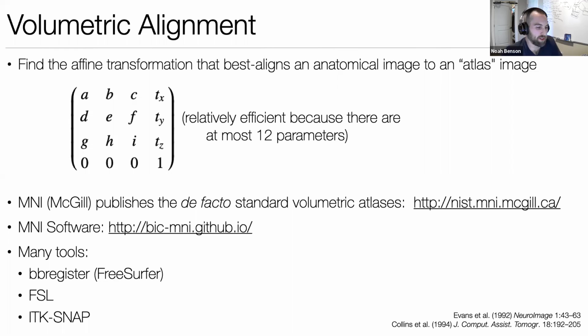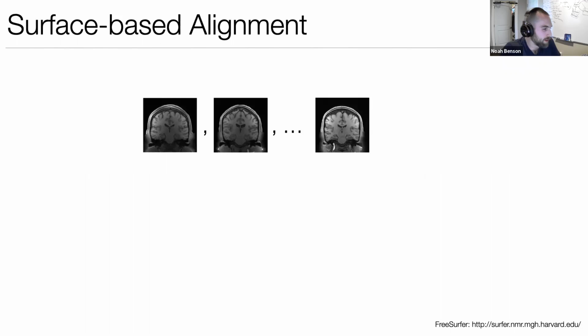There are many tools for these kinds of alignments, including BBRegister, which comes with FreeSurfer. There's also FSL and ITK-SNAP, and there's a whole bunch of others. I won't talk about these anymore at this point, but you can find a lot of information about these online. So surface-based alignment is quite different. In comparison to volumetric alignment, it's a bit more sophisticated.